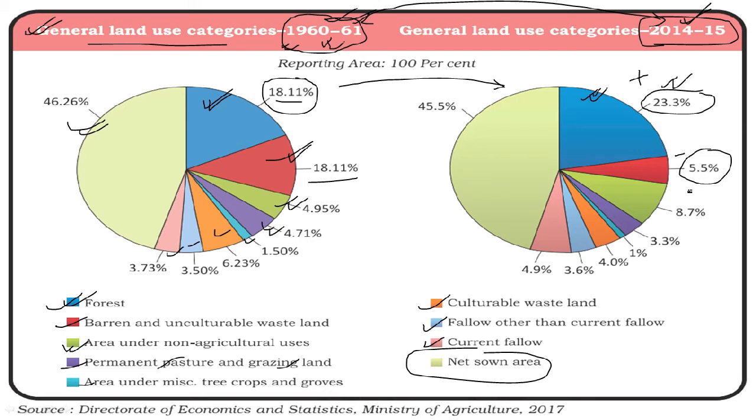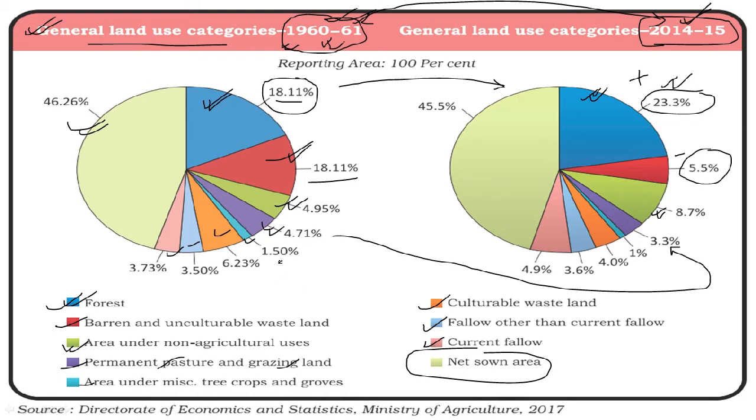wasteland. Third, when we see area under non-agricultural uses, it was 4.95% in 1960-61, but it has gone up in 2014, and we see it has gone up to 8.7%, roughly 2 times. Now let us move ahead and we see permanent pasture and grazing land. It has gone down from 4.71% to 3.3%. Now we come down to area under miscellaneous tree crops and groves.